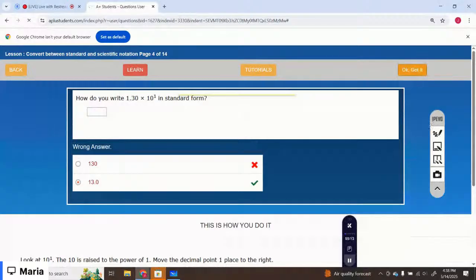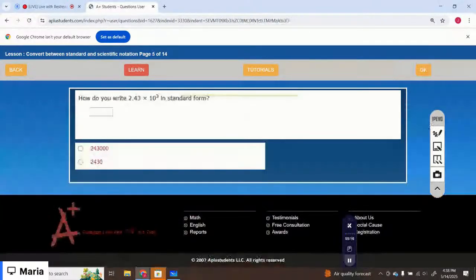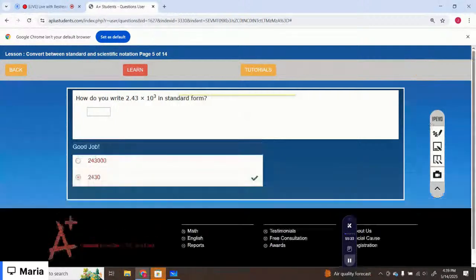Okay. How do I write 3.42 times 10 exponent 3 in standard form? In standard form, we need to move the decimal point three places. That is 3,420.